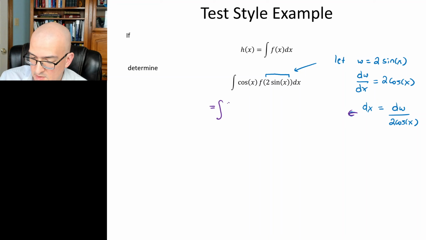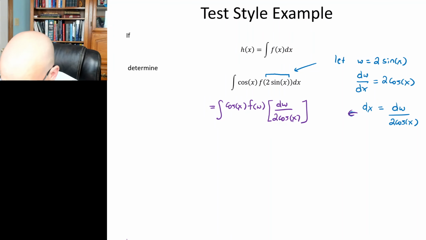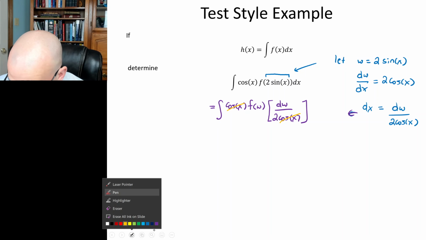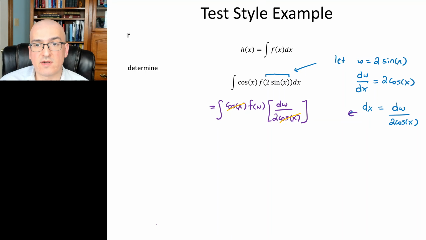So integral cosine of x is a problem. We have f of w. We don't want to have a mixture of x's and w's, so we really need that x stuff to cancel. Unfortunately, it does. dw over 2 times the cosine of x. So cos on top cancels with cos on the bottom. I'm going to take the 2 that's in the denominator and bring it out front as a 1/2.